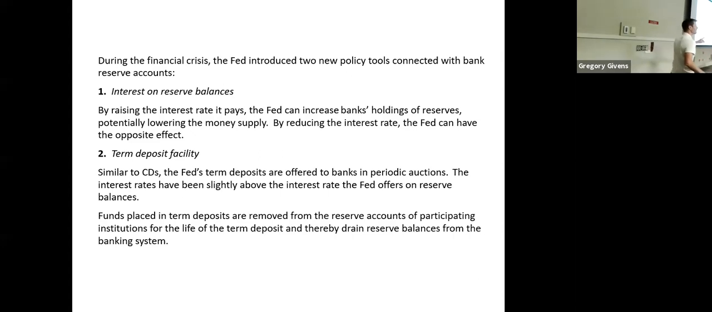Okay, so those are the 5 tools of policy: open market operation, discount window lending, reserve requirements, and the 2 new tools are interest on reserve balances. That's the most important one. And then also this term deposit facility. Both of these new instruments of the Federal Reserve help the Fed control the amount of reserves that are in the banking system. That's important to this interbank market that we're going to talk about here in just a minute.